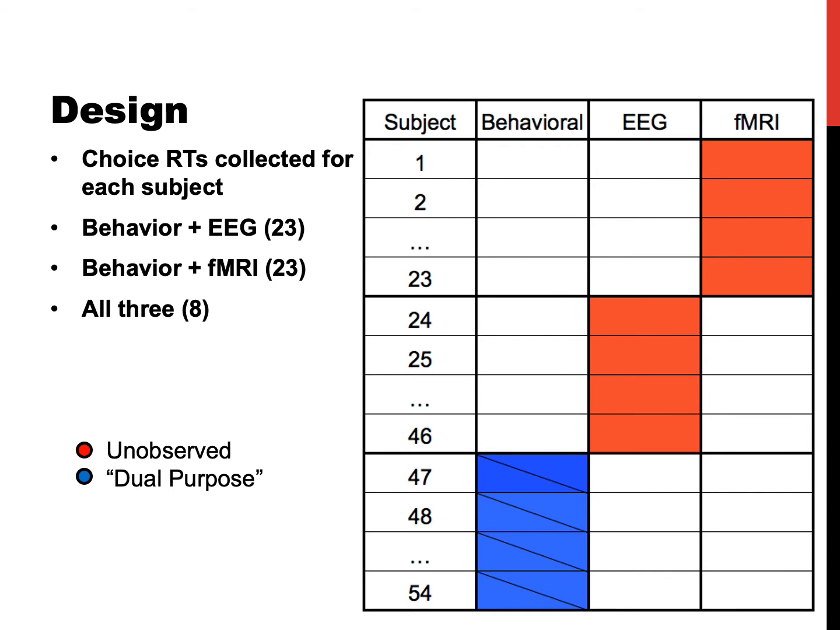Now, we could fit a joint model to all of these data and then generate predictions for the red cells, or the unobserved data. But that wouldn't be very useful because we have no way to validate the model. So what I'm going to show you today is that we did a sort of cross-validation analysis where we withheld some data, made predictions for it, and then compared the predictions to those withheld data. For this example, we can just withhold EEG data and make predictions for it.